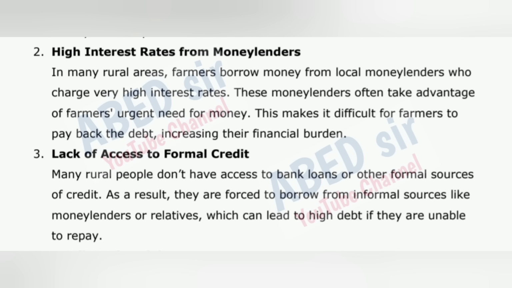3. Lack of access to formal credit. Many rural people don't have access to bank loans or other formal sources of credit. As a result, they are forced to borrow from informal sources like moneylenders or relatives, which can lead to high debt if they are unable to repay.